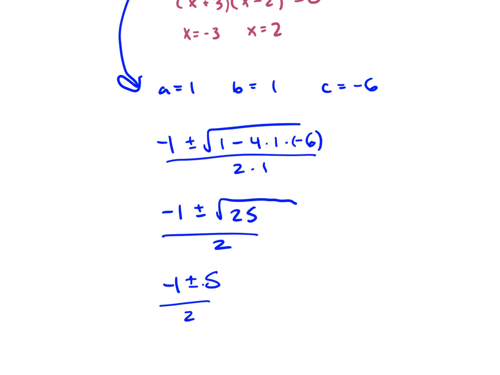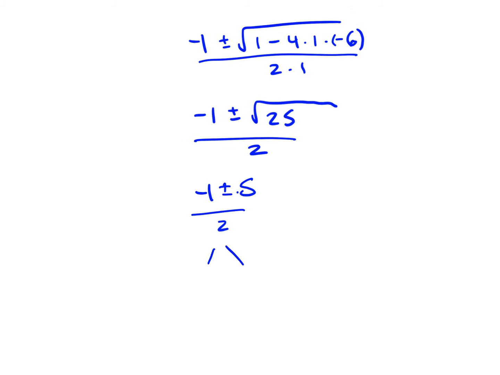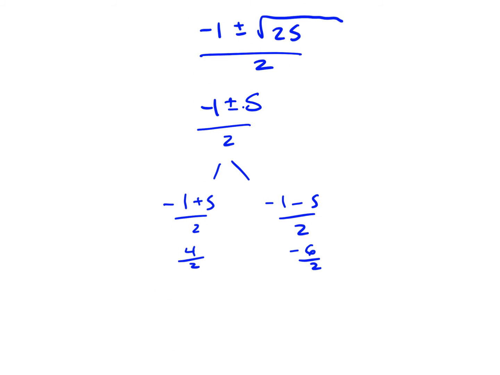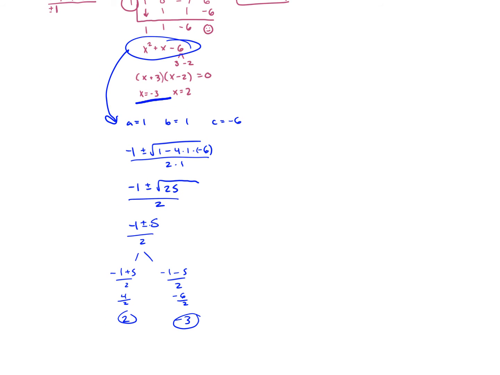So I'm going to split it up, because it's a whole number, I can simplify. So negative 1 plus 5 over 2, negative 1 minus 5 over 2. So this would be 4 over 2 and negative 6 over 2. So 2 and negative 3, which is what we found when we factored it here.